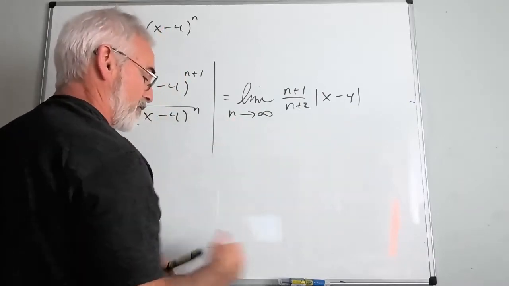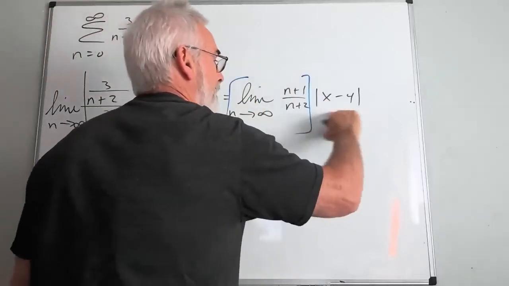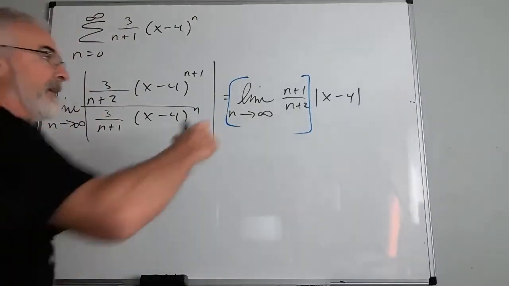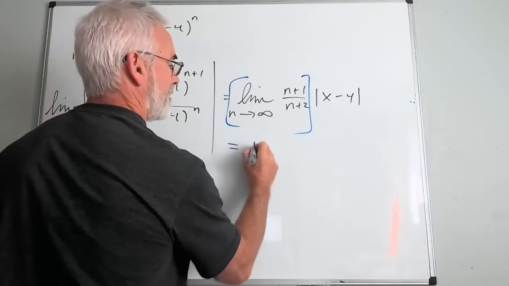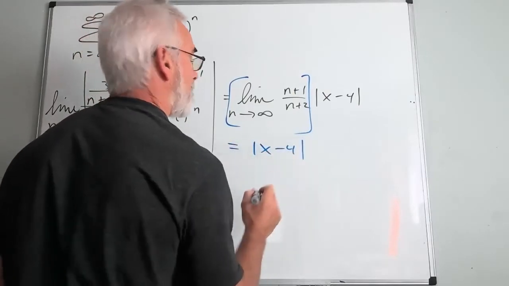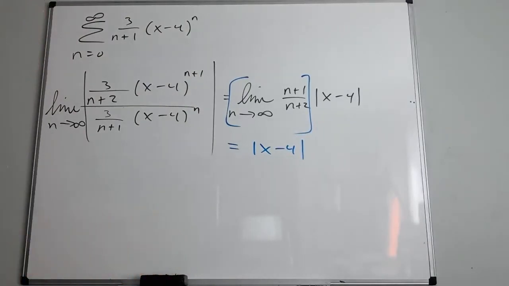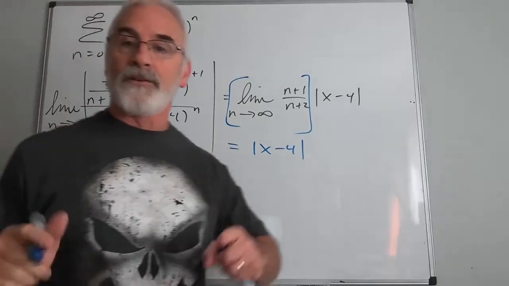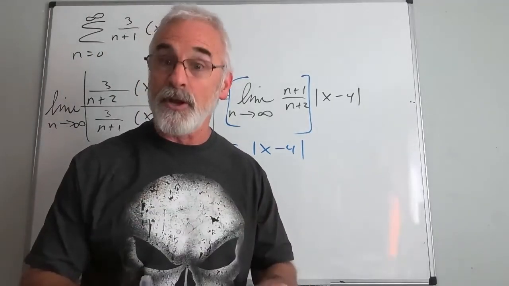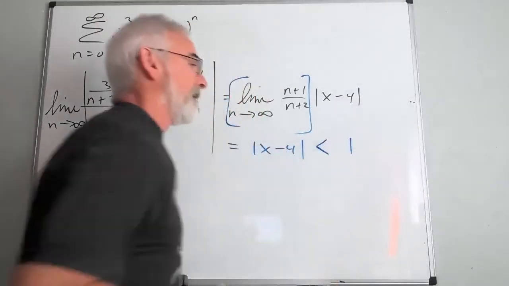So if you'd like, you could quite literally separate these two. This is not subject to the limit because there's no n in it. And this limit right here is 1. So my final limit is x minus 4. If I did this correctly, let's see. Yes, my final limit is x minus 4. Now, when does something converge by the ratio test? Only when this quantity is less than 1.